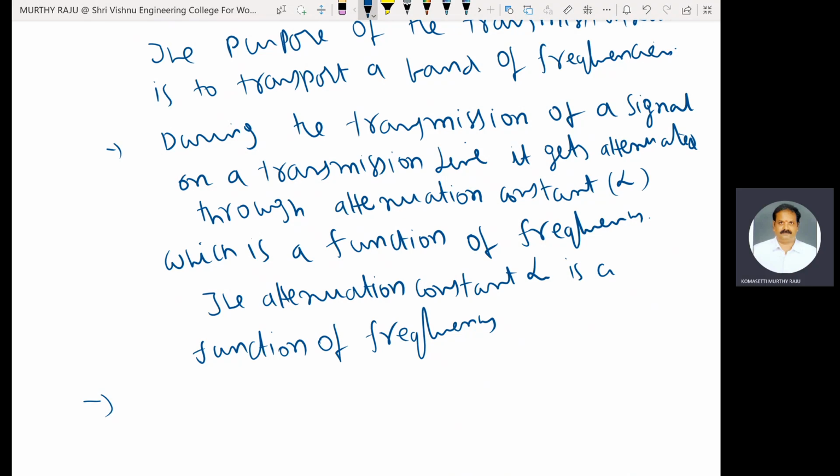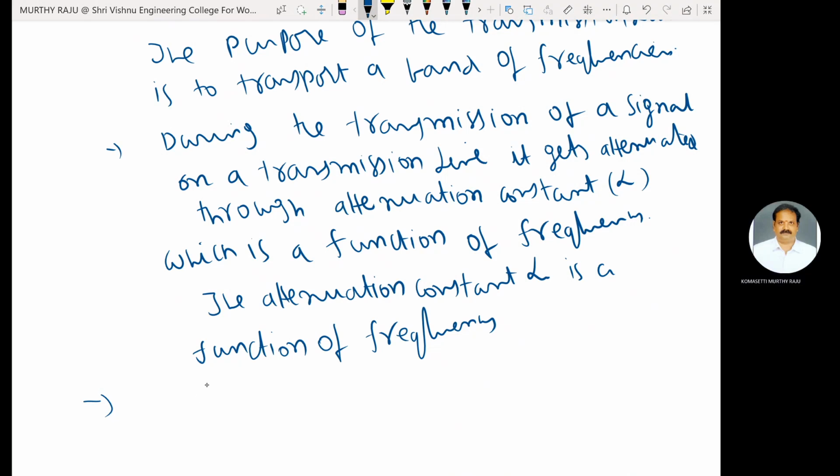All the frequencies will not have equal attenuation constant. That is, different frequency components undergo different attenuations. Hence, the received end waveform will not be identical with the input waveform at the sending end.